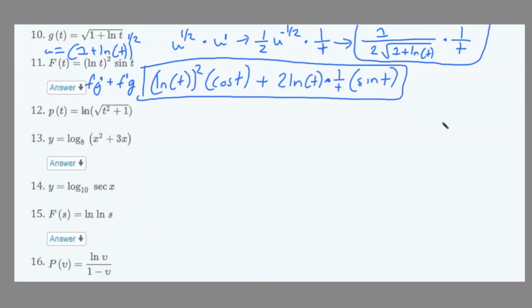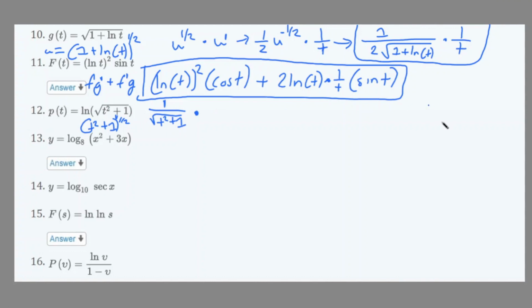So for number 12, we have ln of the square root of t squared plus 1. So for this, we're going to use ln, and then we might use the chain rule on the inside. So it's going to be 2 rules we're going to use for number 12. So ln radical t squared plus 1, we're going to start with 1 over radical t squared plus 1 multiplied by the derivative of the inside, which is radical t squared plus 1. But let's actually write that out. t squared plus 1 is to the half power since it's a radical.